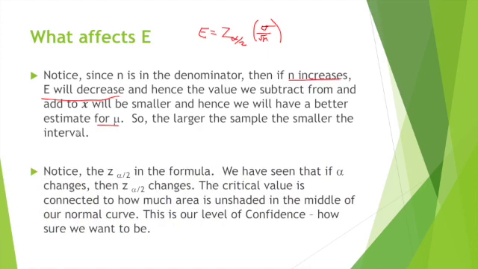Next, notice that we have our critical value Z alpha in the formula, okay? If alpha changes, Z alpha changes. The critical value is connected to how much of the area we want unshaded in the middle of the normal curve, right? That was 0.90 for a 90% confidence interval, 0.95 for our 95% confidence interval, or 0.99 for our 99% confidence interval.